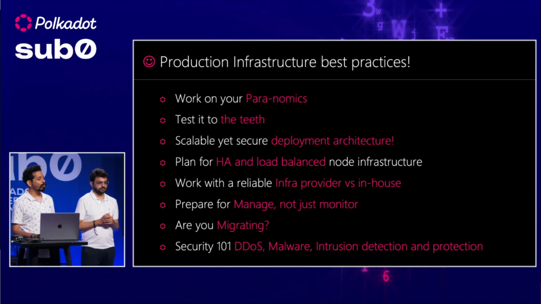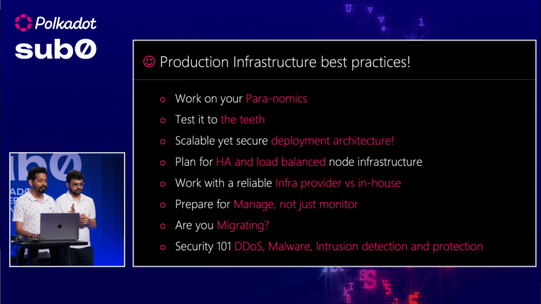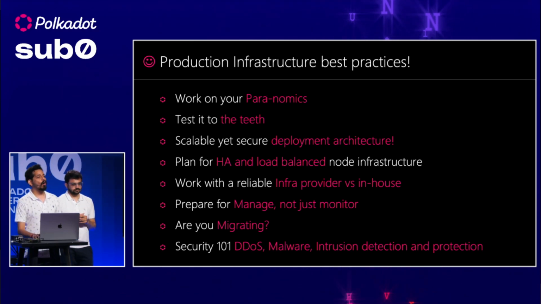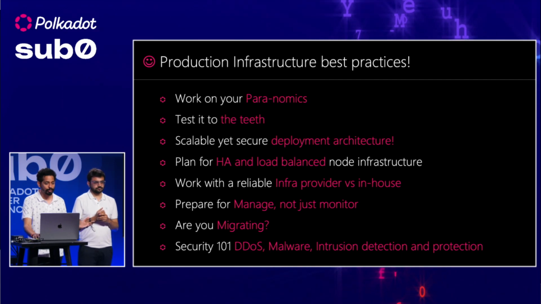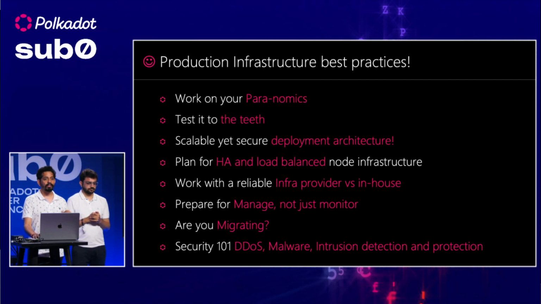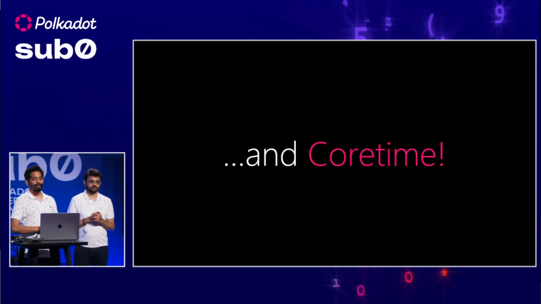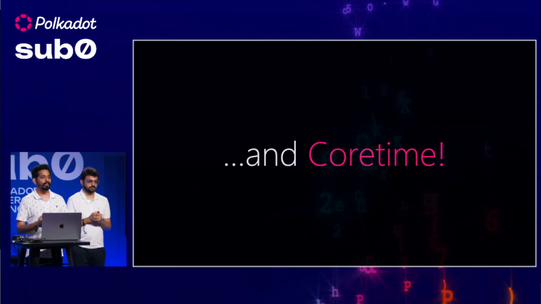And then security 101, of course, DDoS protection on your collator nodes as well as RPC nodes, malware and intrusion detection protection. These are all best practices you must have on your production setup. DevNet, you can reset it any number of times, but if something happens in production, it would jeopardize everything you have worked for till date. And then there is core time, because it is going to change everything the way you see parachains happening today. There will be no auction, goodbye auctions.